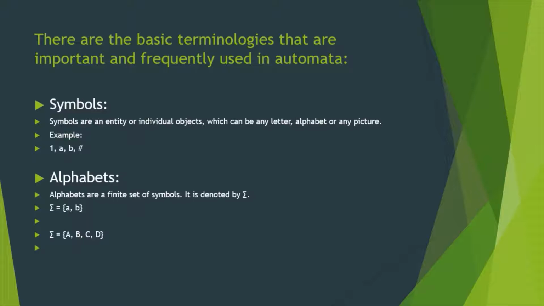We have shown these symbols, A and B, in the curly braces. In the second example I have shown capital A, capital B, C and D in the curly braces. So these are the alphabets. One more example I can take is the set of all numerals. Here I have shown 0, 1, 2 in the curly braces, as alphabets are a finite set of symbols.